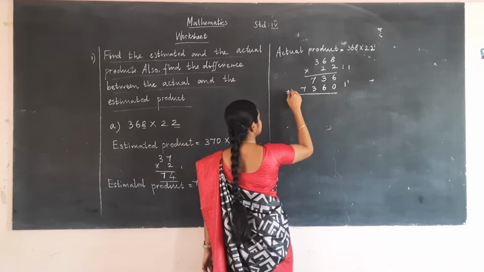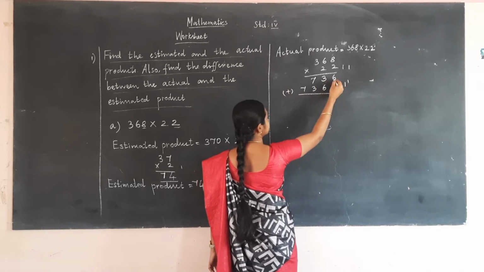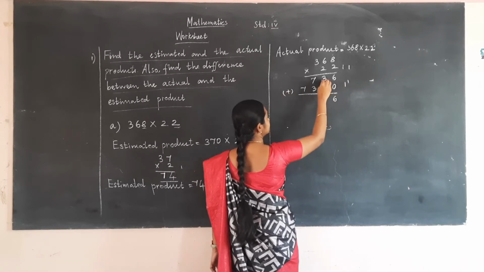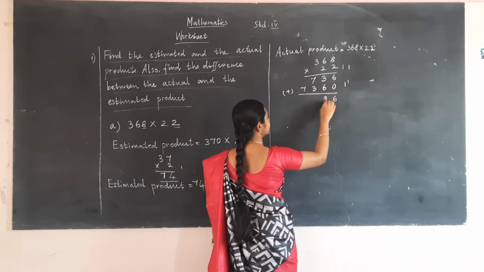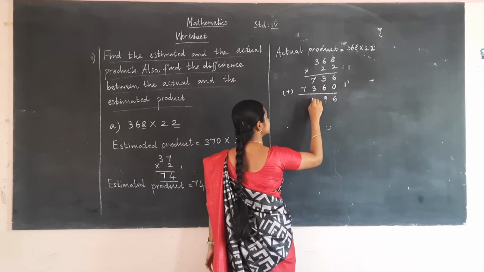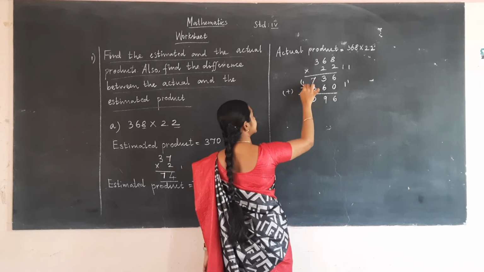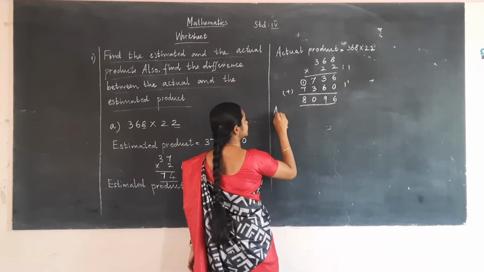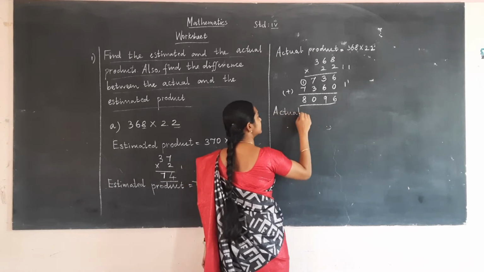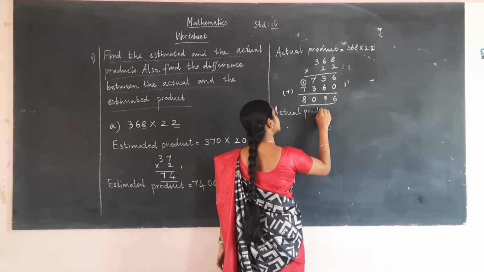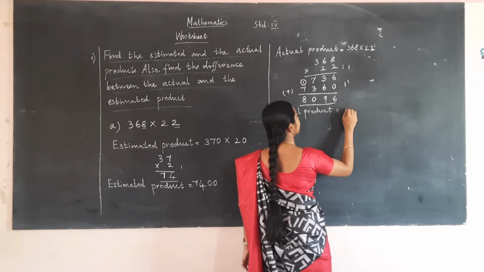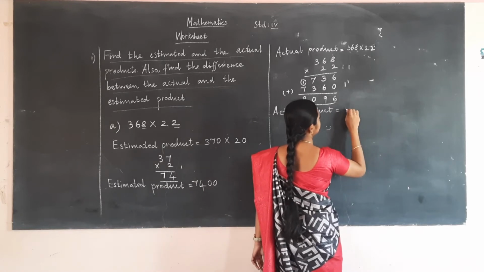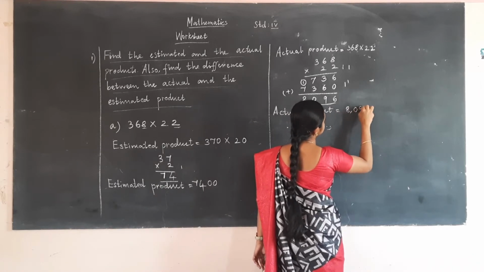We have to add these two lines. 6 plus 0 is 6. 3 plus 6 is 9. 7 plus 3 is 10. Carry 1 to next place. 7 plus 1 is 8. So actual product is 8096.